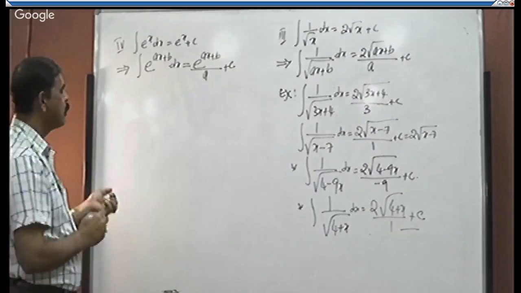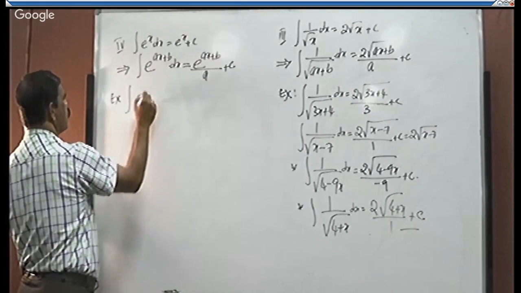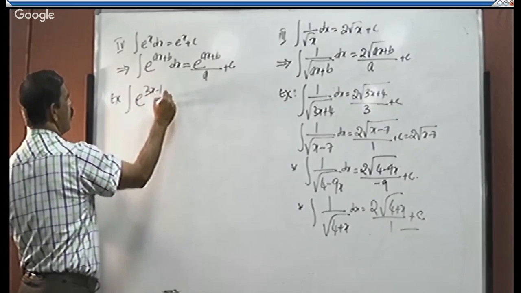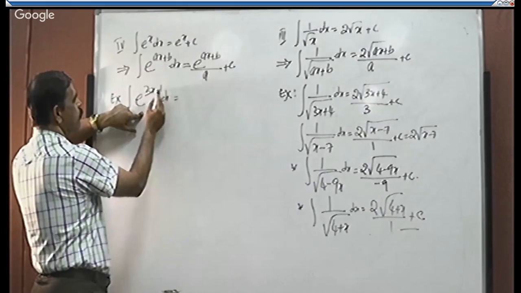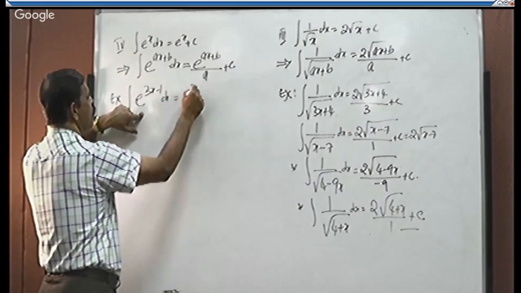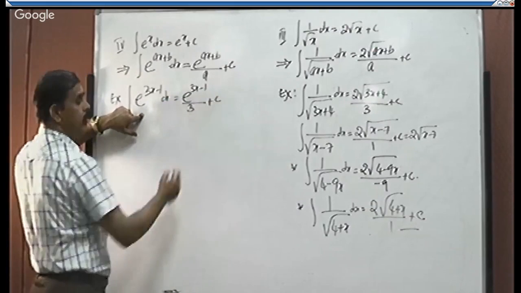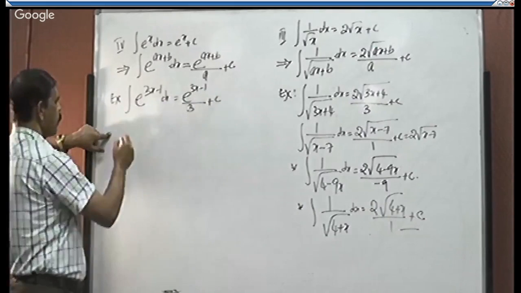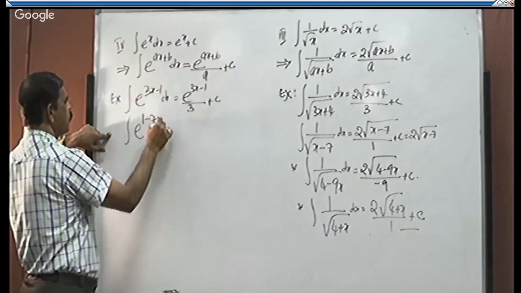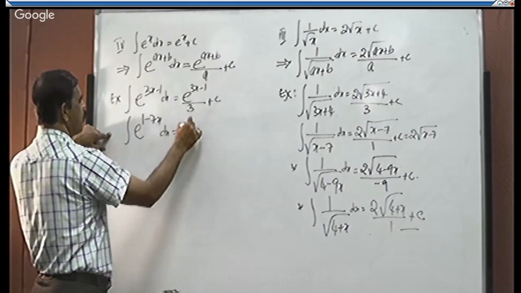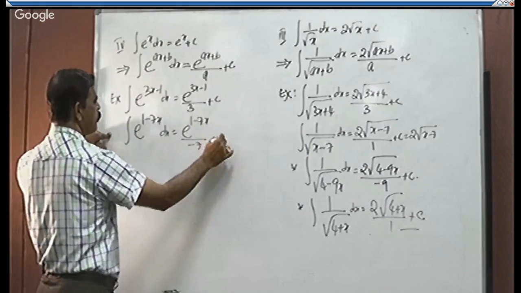This is the next form. See the example. Integration of e to the power of 3x minus 1 dx. Ax plus b is 3x minus 1. The answer is e to the power of 3x minus 1 divided by the x coefficient, which is 3. Integration of e to the power of 1 minus 7x dx. The answer is e to the power of 1 minus 7x divided by minus 7 plus c.